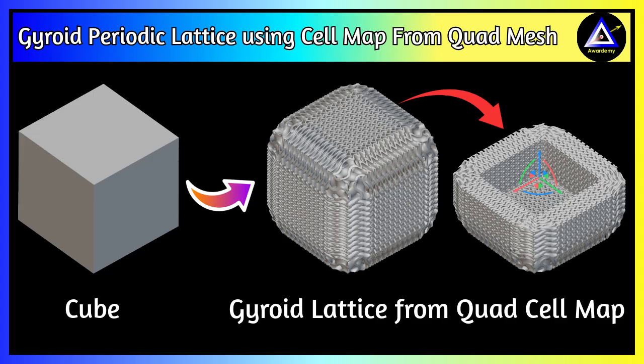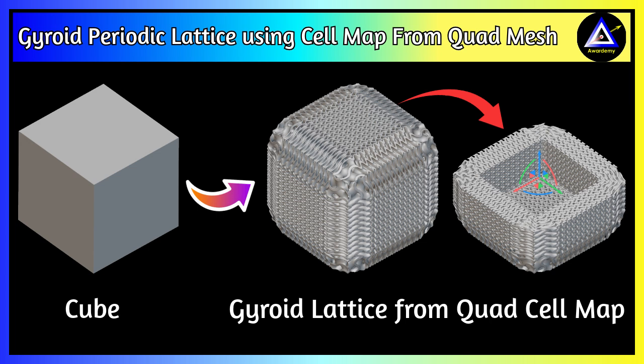Hello everyone. In this lesson, we are going to learn about the new cell map. Our aim is to create the cell map, which is based on the quad mesh. In earlier lessons, we have learned different types of cell maps, so that we can easily create different types of periodic lattice structures using those particular cell maps. So in this lesson, we aim at creating the cell map by using the quad mesh.